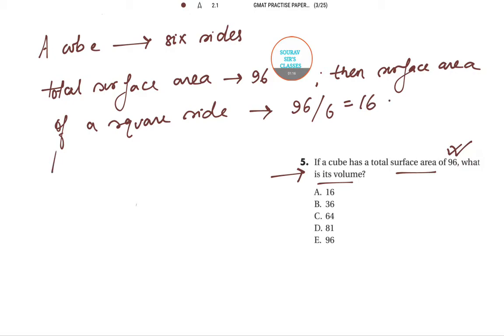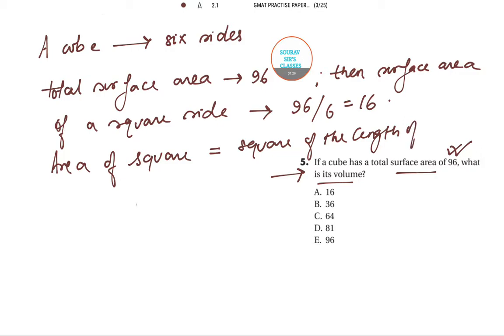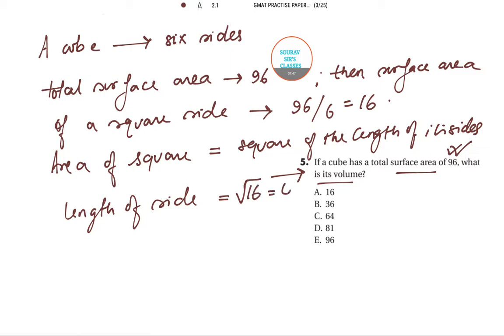Now the area of a square is the square of the length of its side. So this is the formula. So the length of a side of a square is the square root of 16, which is nothing but 4.